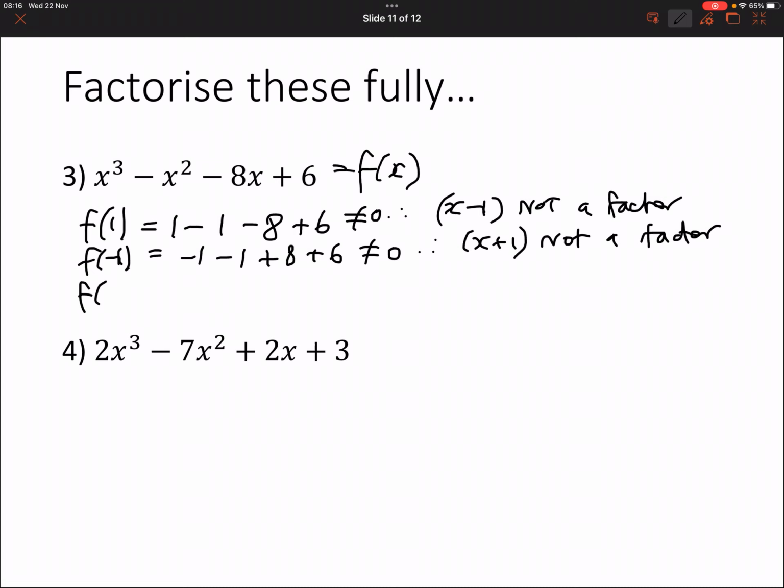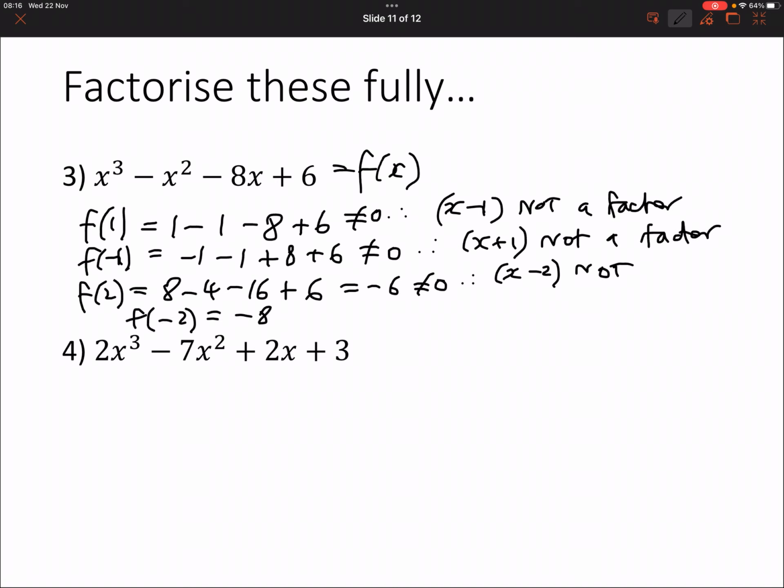f of 2 is 8 minus 4 minus 16 plus 6, which is minus 6, so that's not 0. Therefore, x minus 2 is not a factor. f of minus 2 is minus 8 plus 4 plus 16 plus 6. Well, that's 18, so that's not equal to 0. So x plus 2 is not a factor.